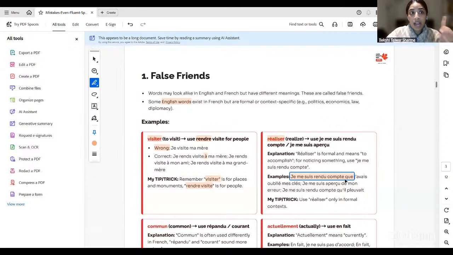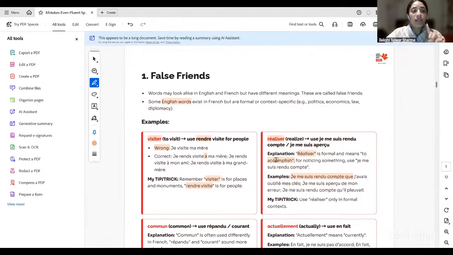Que is very important. I realized that, so je me suis rendu compte que, for whatever you realize, que j'avais oublié mes clés. I realized that I had forgotten my keys. Je me suis aperçu de mon erreur. Je me suis rendu compte qu'il pleuvait. I realized that it was raining. Réaliser, on the other hand, is very formal, which means to accomplish something. When you accomplish your dreams, that's when you will use réaliser.